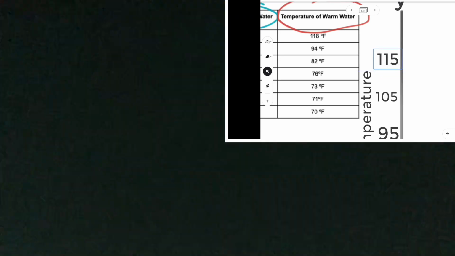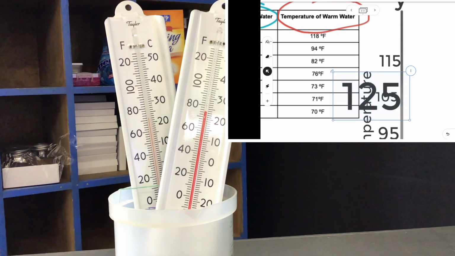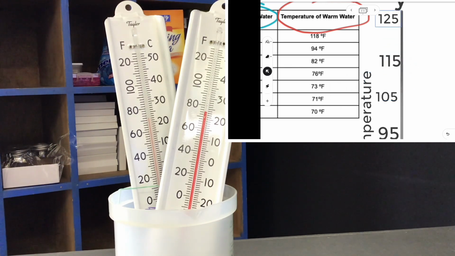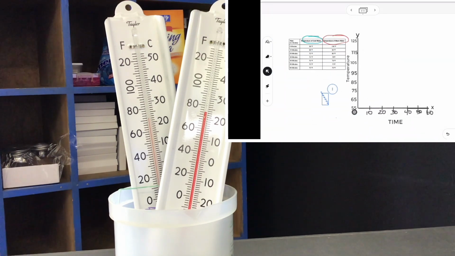Okay, and then you'll also see over to the right, I'm making sure that my numbers are evenly spaced out along that y-axis so that we can plot our points accurately and get a good reading as to how the temperature changes over time. All right, that y-axis looks much better than that x.